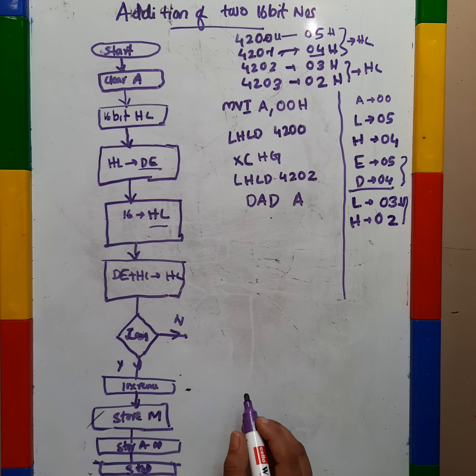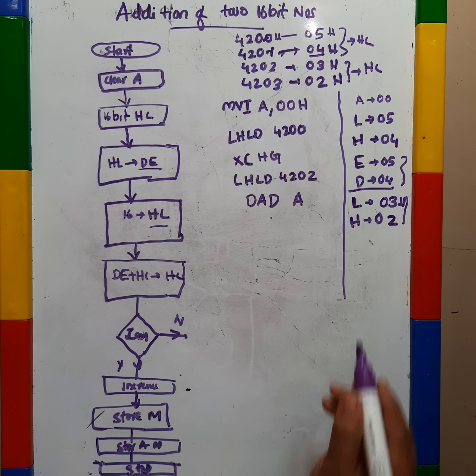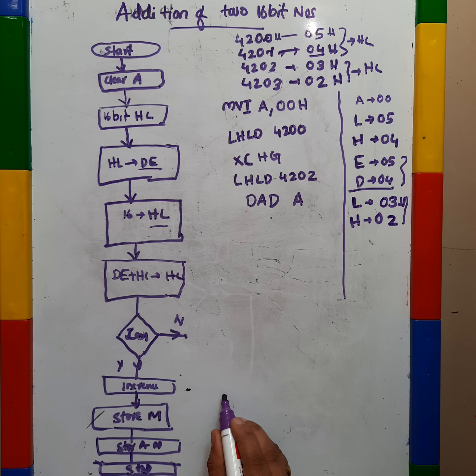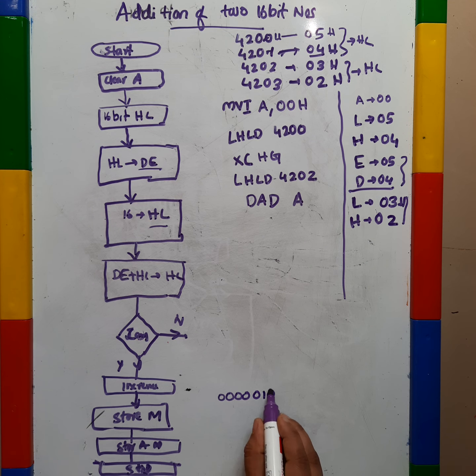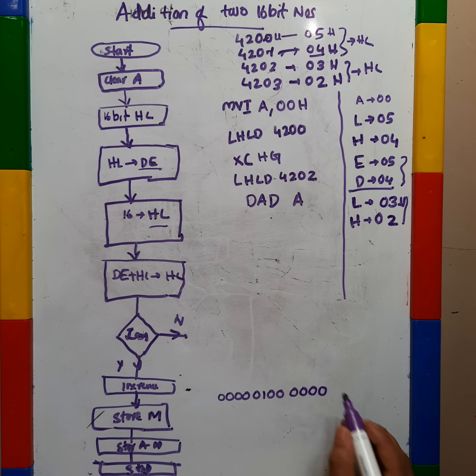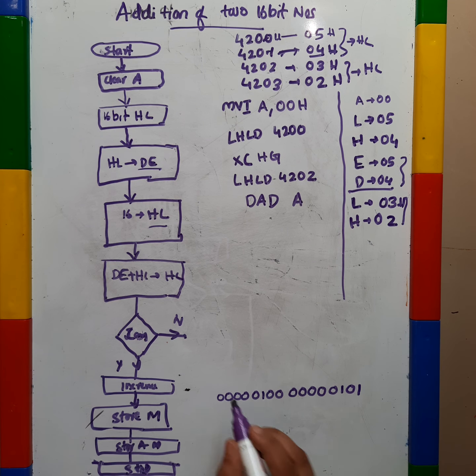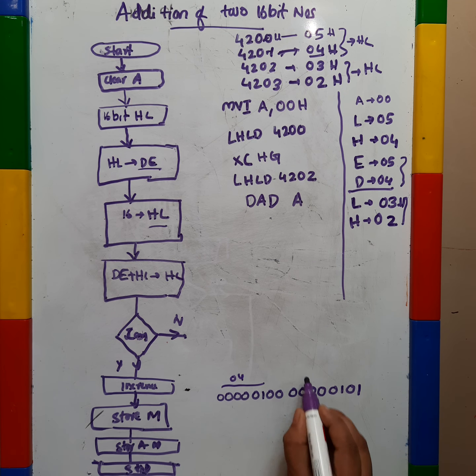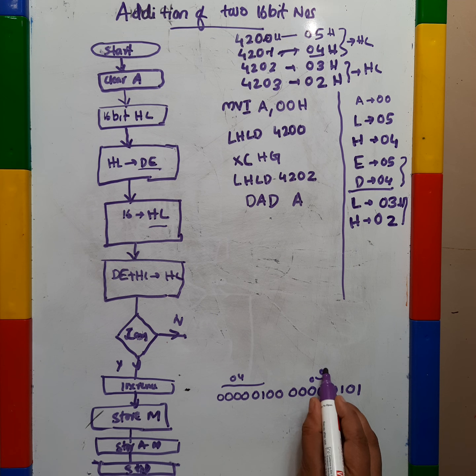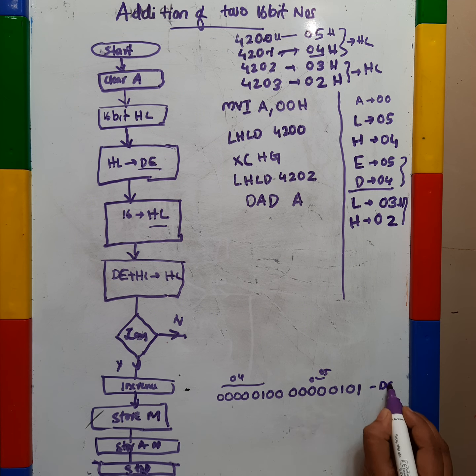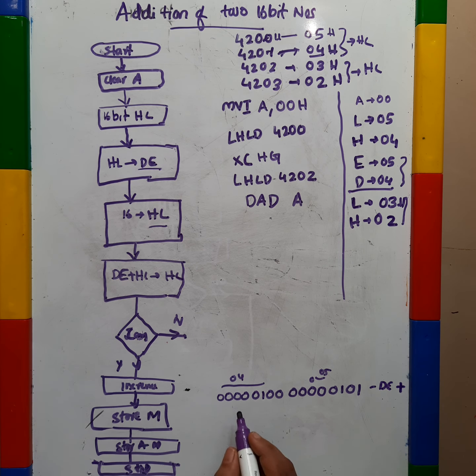See here, in the DE register, what is the content? 04. 04 we will write in 16-bit representation like this, and then next 05, that we will represent 0, 0, 0, 0, 0, 1, 0, 1. Okay, this will be 04 and this will be 05. This is the DE pair that we will add with HL pair.